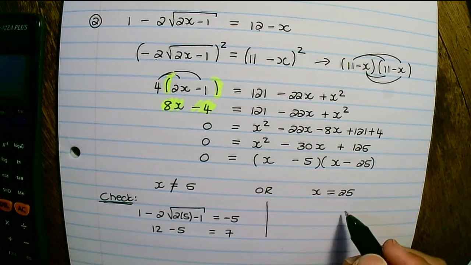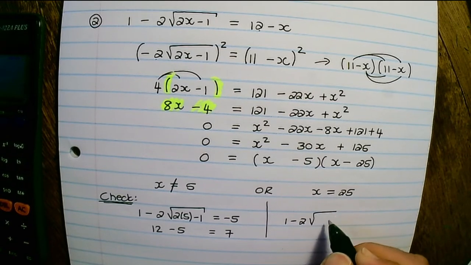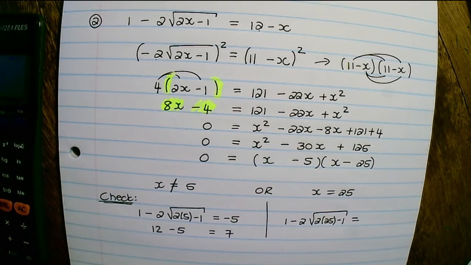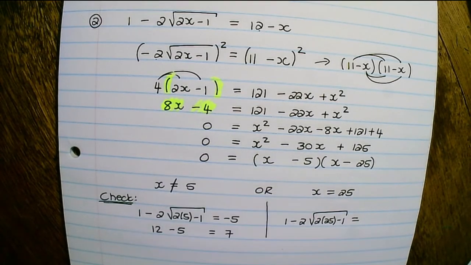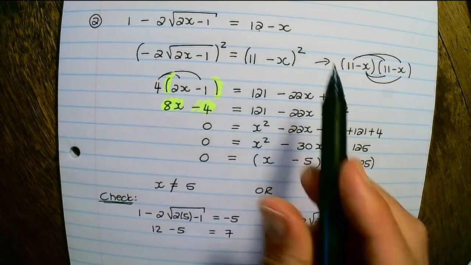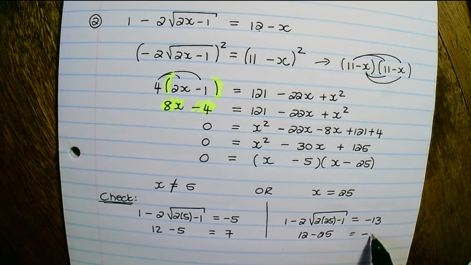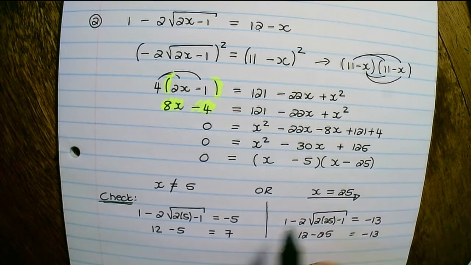Let's check the other side. That's 1 minus 2 square root of 2 times 25 minus 1. You can also check on your calculator. So I punch it in my calculator and I see that it is equal to negative 13. And then I test the other side as well. 12 minus 25, that is also equal to negative 13. So x is equal to 25.